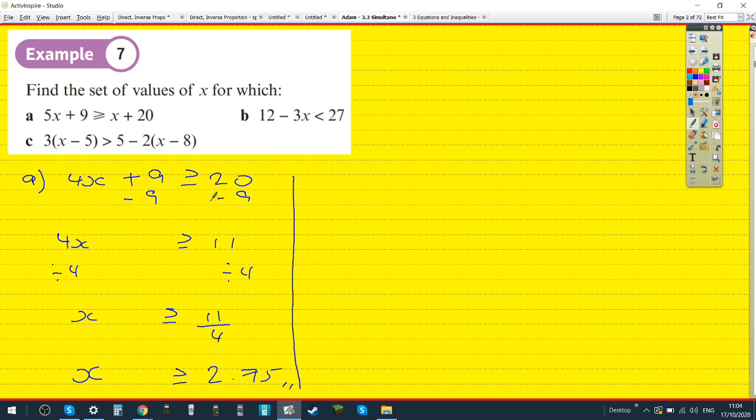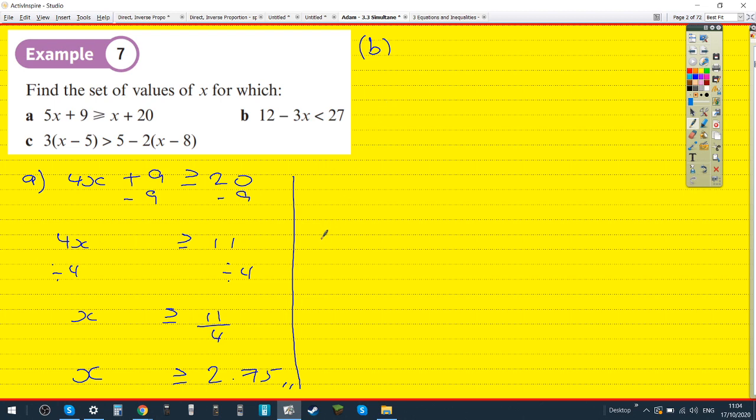And the reason why: your first thing was you'd subtract 20. What would have happened then is you'd end up having to add 20 back again. And so if you subtract the smaller unknown first, then that is the quickest way of doing it.